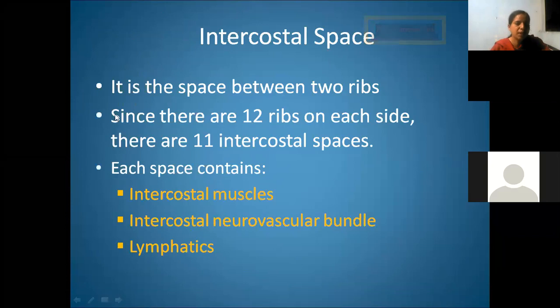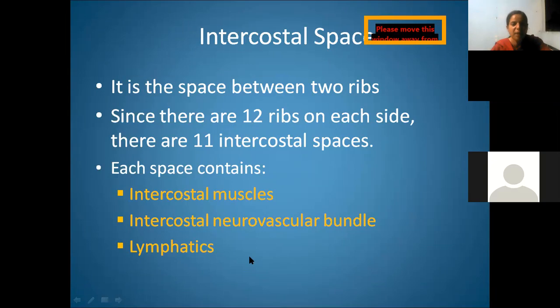So I was telling you we have 12 pairs of ribs on each side, and in between them we have 11 intercostal spaces. And in each space we will see intercostal muscles, we will see vessels: intercostal vein, intercostal artery, and intercostal nerve and lymphatics.